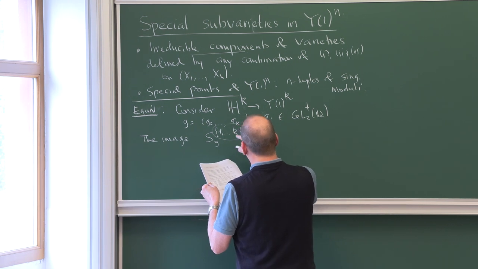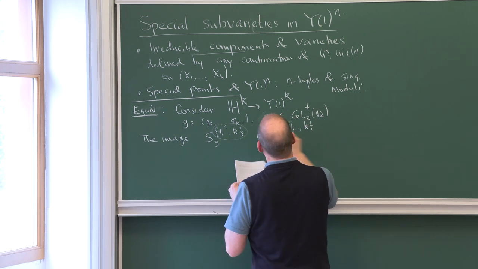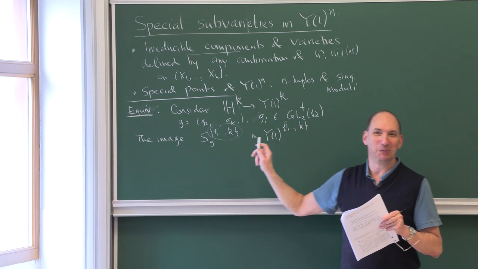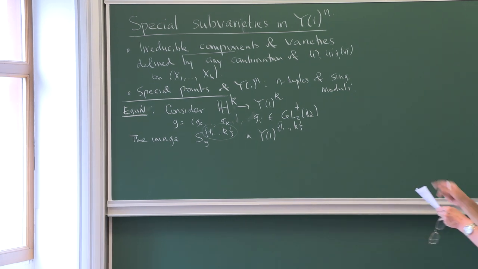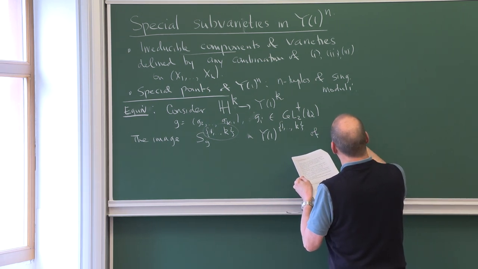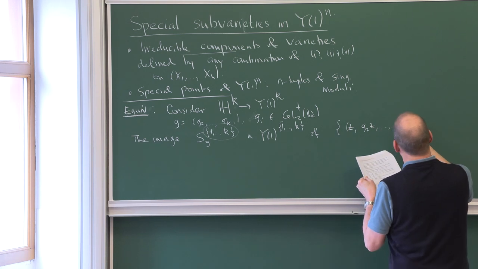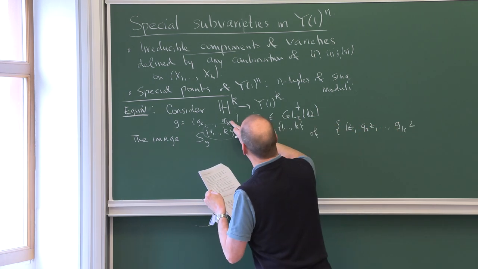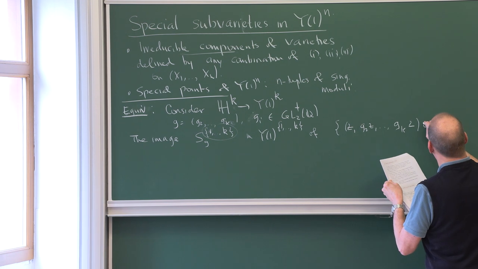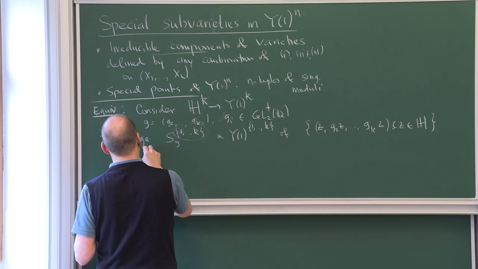So the image is in Y1 to the 1 up to k. In general this should be an i_1 up to i_k. That's what I should really do, but I don't want to do it. And that will be some general subset of those coordinates. But what is it the image of? It's of the map that sends z to z, g2 of z, up to gk of z. This is a k, not a k minus 1. In H to the k, as z varies over H, this is a basic special curve. I'll call this a basic special curve.